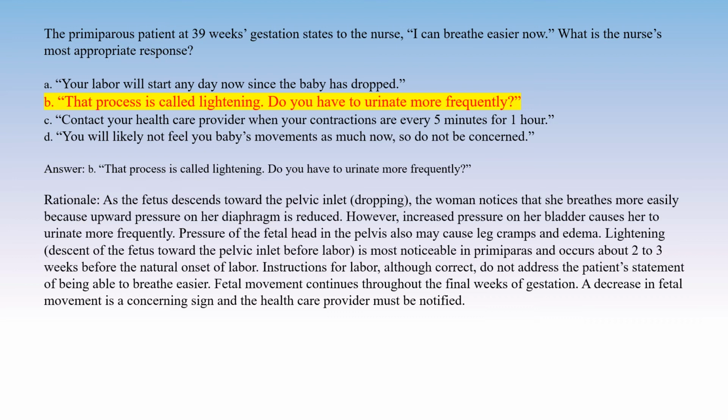Descent of the fetus toward the pelvic inlet before labor is most noticeable in primiparas and occurs about 2 to 3 weeks before the natural onset of labor. Instructions for labor, although correct, do not address the patient's statement of being able to breathe easier. Fetal movement continues throughout the final weeks of gestation. A decrease in fetal movement is a concerning sign and the healthcare provider must be notified.